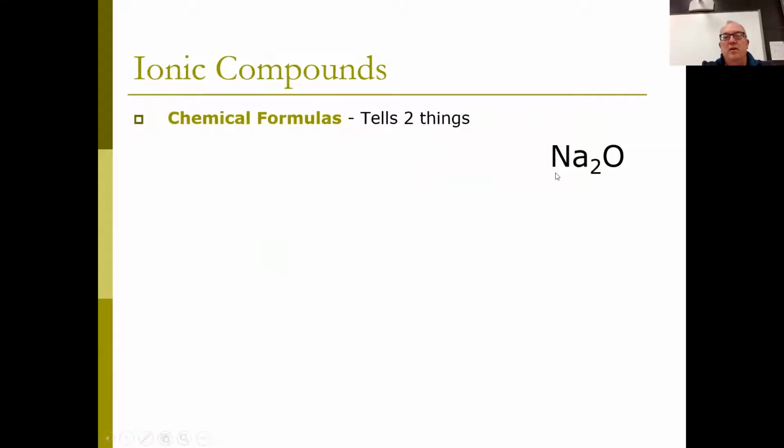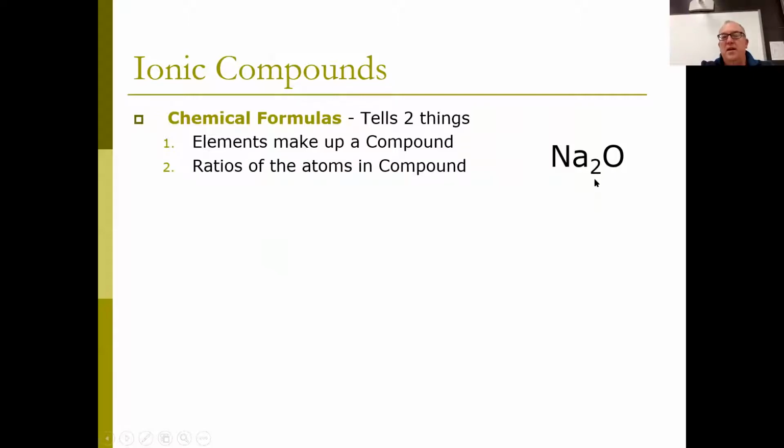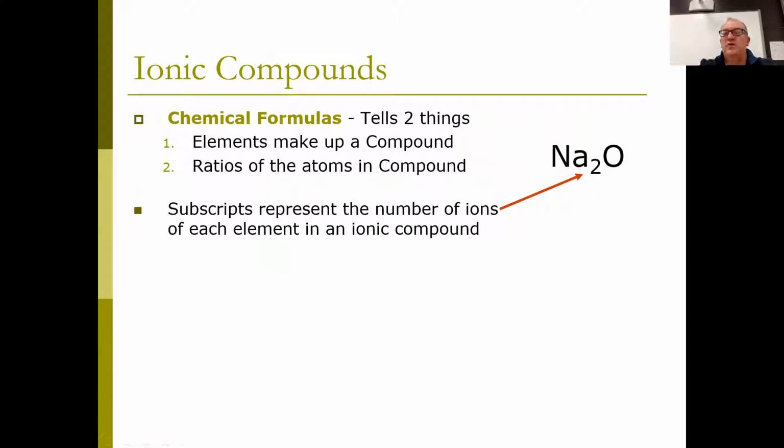So if we look here, we can see that it tells us two things. The two things it tells us, one is what elements make it up. It's made up of sodium and oxygen. The subscript 2 here tells us the ratio that they're combined together. There are 2 sodiums and 1 oxygen in this compound.